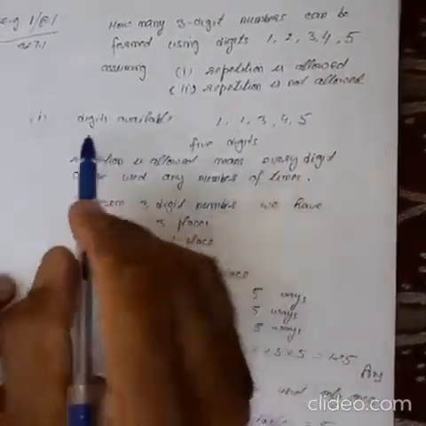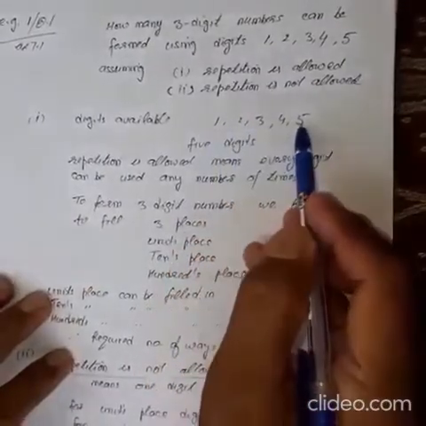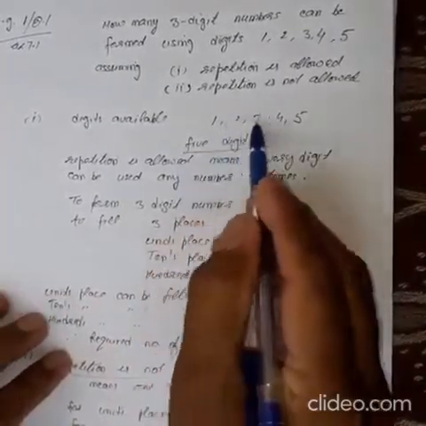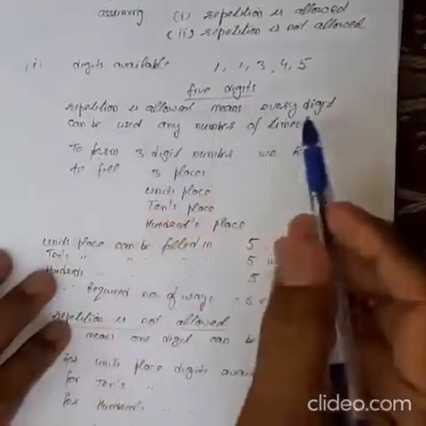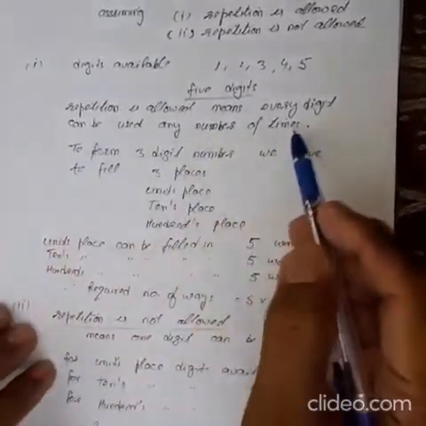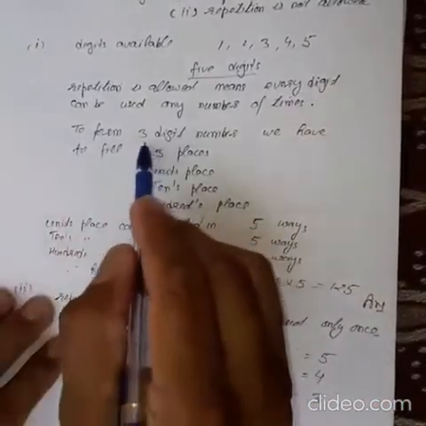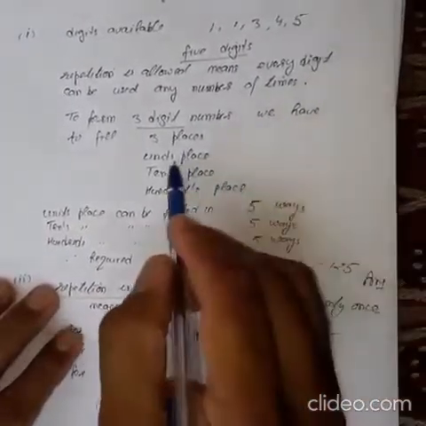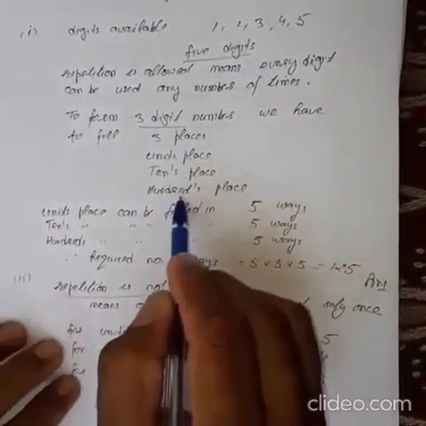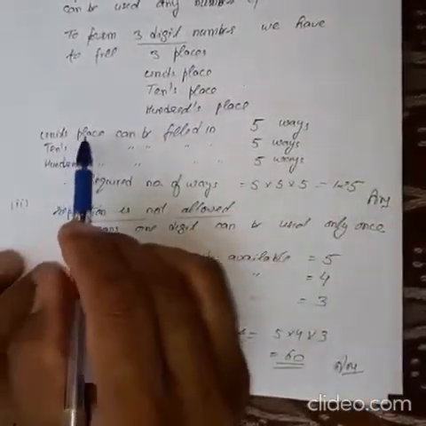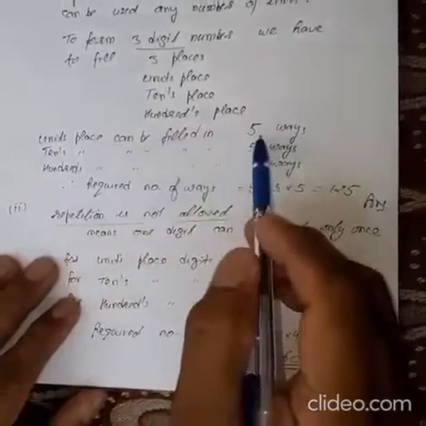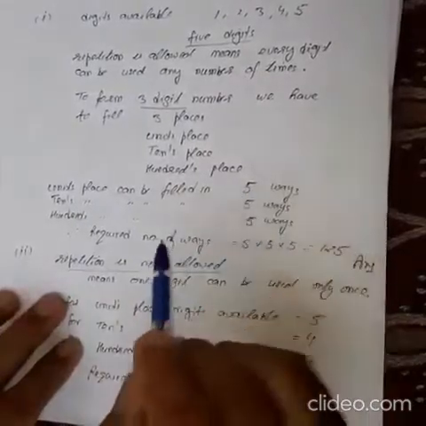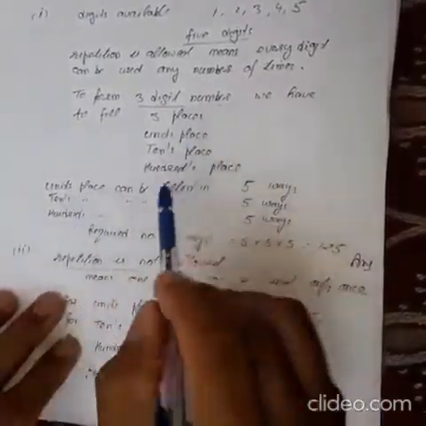The digits available with us are 1, 2, 3, 4, 5. Total 5 digits, we can count 1, 2, 3, 4, 5. Repetition allowed means every digit can be used any number of times. Now to form a 3-digit number, we have to fill 3 places: units place, tens place and hundreds place. Start filling. For the units place there are 5 options, because we can repeat the digit. It means numbers like 111 are possible in this arrangement.